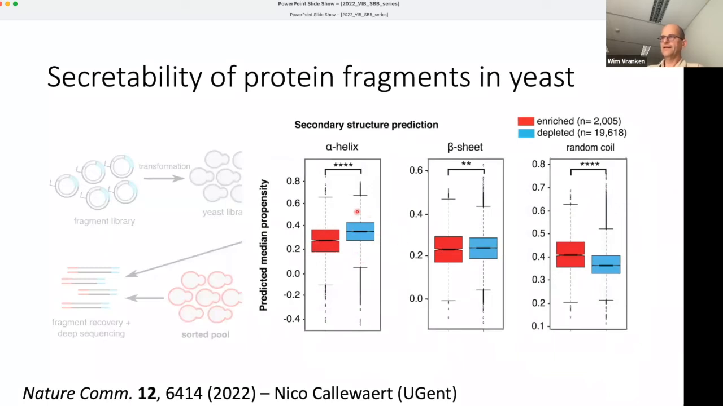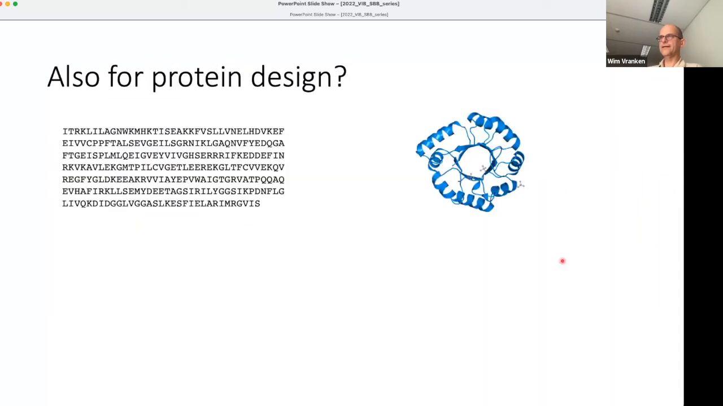Yeah, so typically there was more alpha helical propensity in the depleted signals versus the enriched. For beta sheet, there was not much of a difference. And also, of course, there was more random coil propensity in the enriched fragments, so the ones that were secreted.